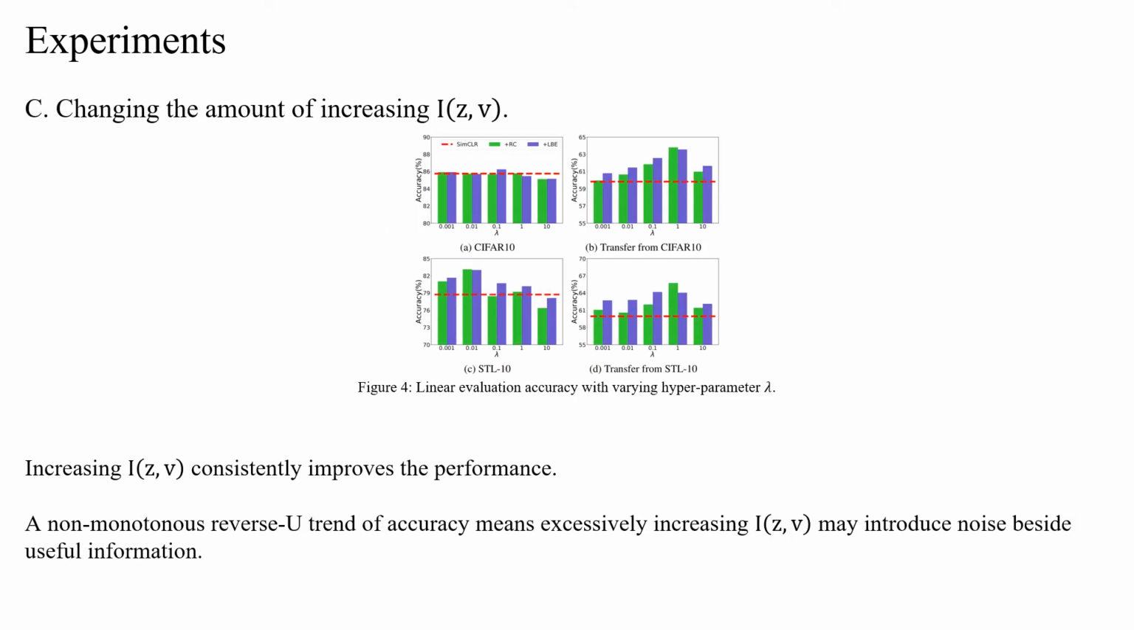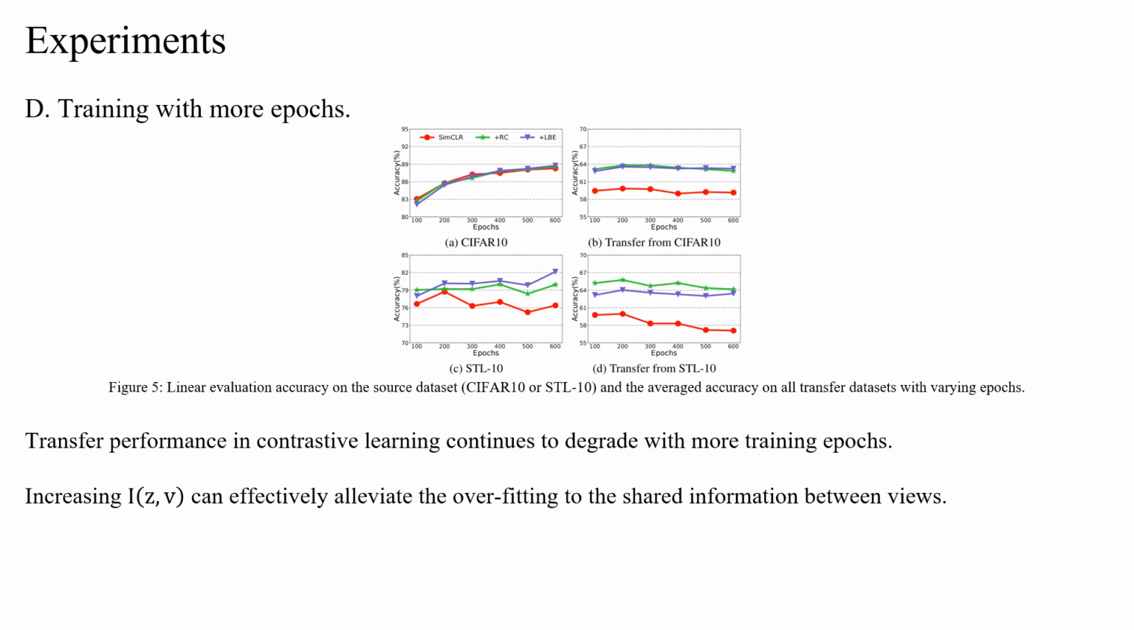Increasing I(Z;V) consistently improves the performance, but we should not excessively increase it, which may introduce noise besides useful information. When training with more epochs, the transfer performance continues to degrade, which means the contrastive learning models overfit to the shared information between views. Increasing I(Z;V) can effectively alleviate this problem.